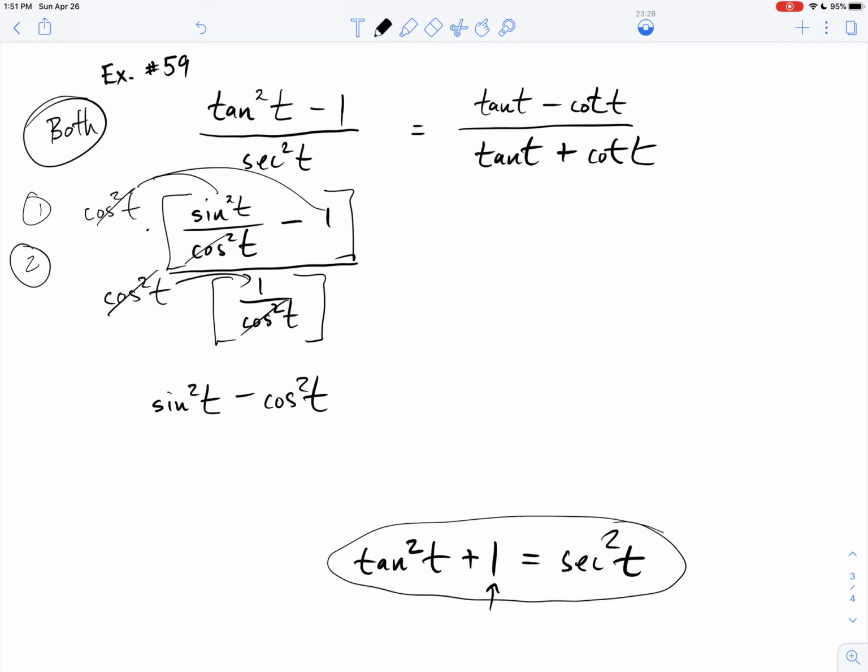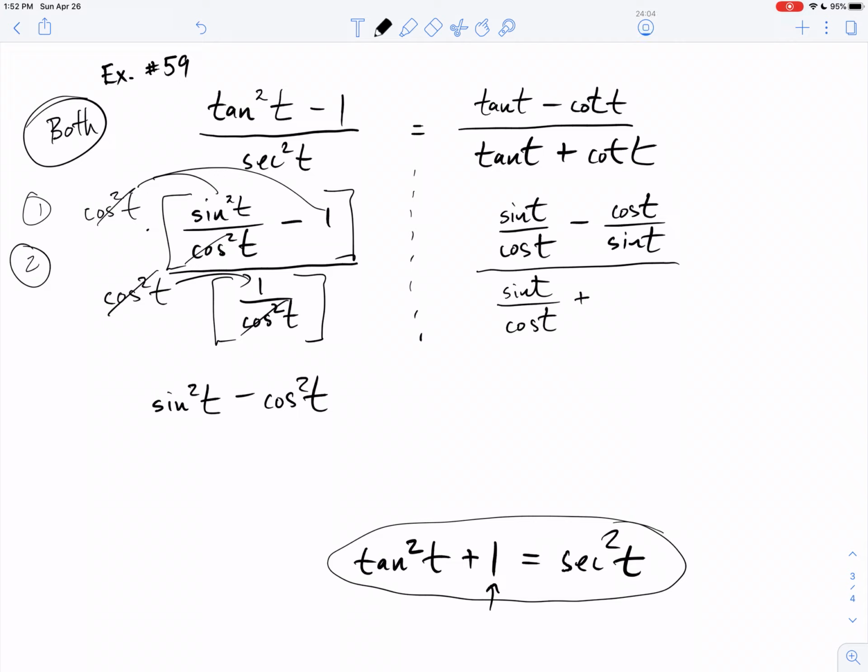I'm going to just pause for a second here and say, let's make the right-hand side all sines and cosines now. Tangent t, I could rewrite that as sine t over cosine t. Minus cotangent t, I could write that as cosine t over sine t. That's just the numerator of my right-hand side. Let's do the denominator. The denominator would be sine t over cosine t plus cosine t over sine t. I rewrote everything with sines and cosines.